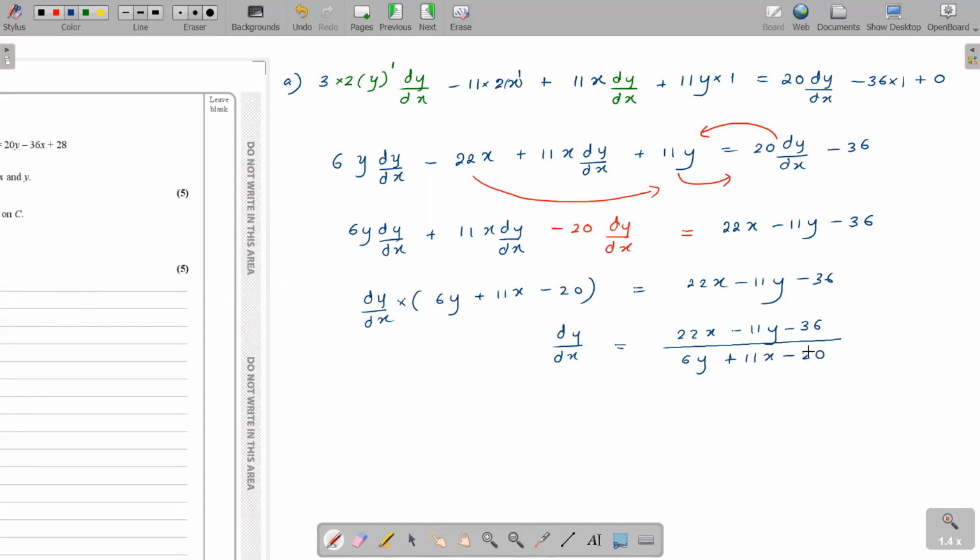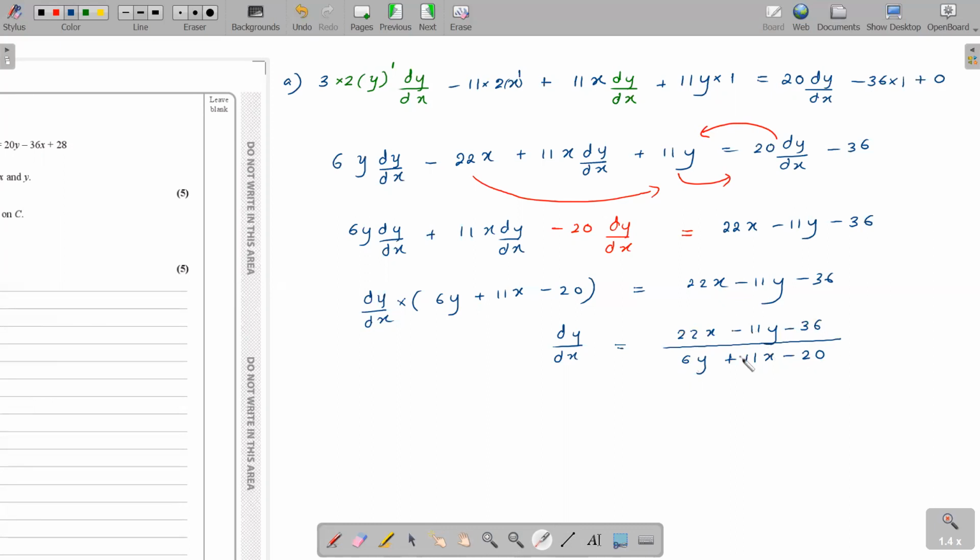Is this clear? This answer, some of you might get slightly differently with the sign change. You might get the answer for dy by dx as minus 22x plus 11y plus 36 over minus 6y minus 11x plus 20. If you get this, the same figures but with the signs of each and every term different, that answer is also acceptable. But all the signs should be the opposite of this.